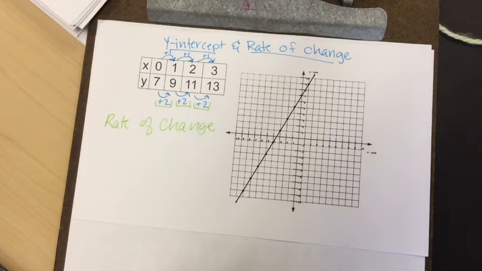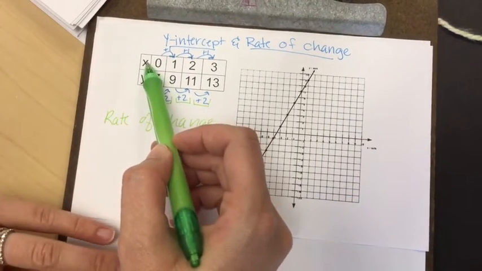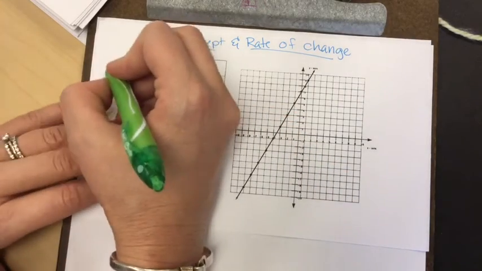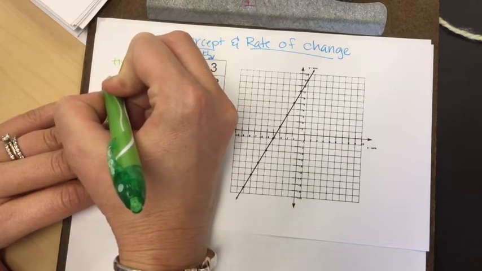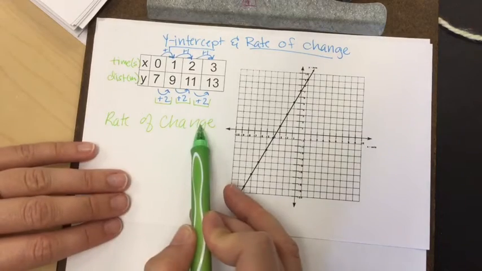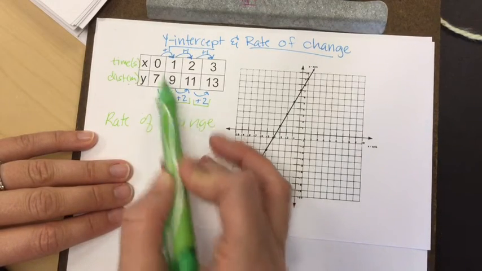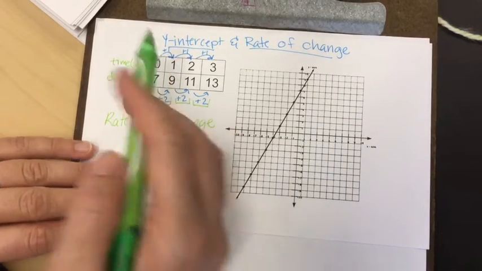is the amount that the dependent variable changes for every 1 unit of independent variable. So if this was our time in seconds and this was our distance in meters, the rate of change would be the distance that this is changing every 1 second, or whatever these other variables are.